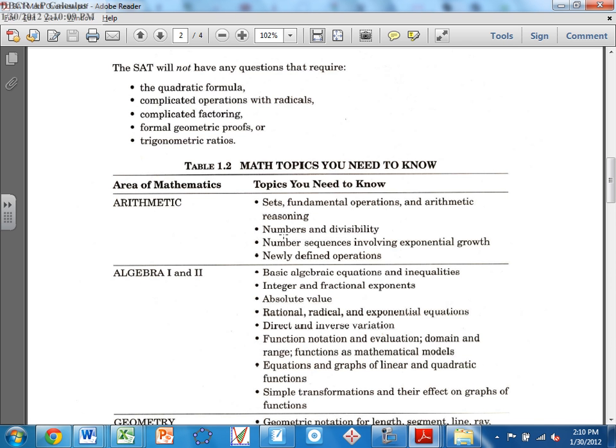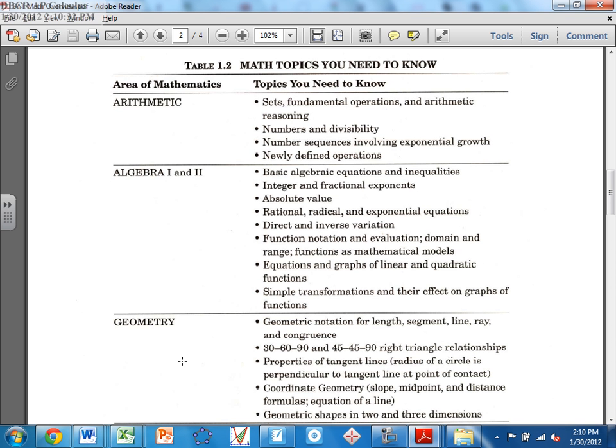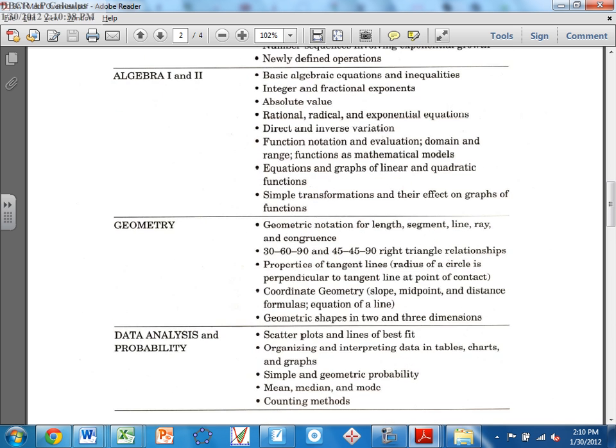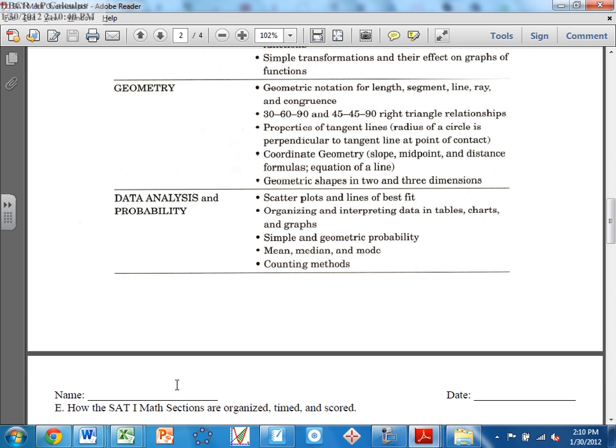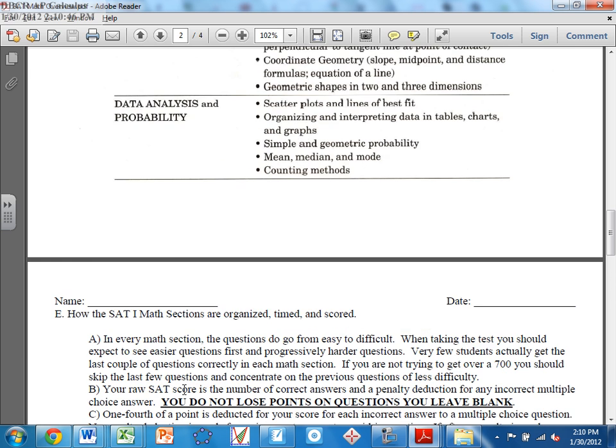Next, complicated factoring. So you're not going to have factors where you have to use maybe AC method, where you get factors that are fractional. Generally, it'd be standard factoring problems. No geometric proofs, and there's no trigonometry, which is one big difference between the SAT and the ACT. The ACT has trigonometry on it, where the SAT does not. Here's the major categories of the SAT. I'm not going to go through them and read them off. You're welcome to look at them on your own. But generally speaking, it shows that there's arithmetic, algebra 1 and 2, geometry, and data and probability. So we're looking at statistics and probability. So again, this document is under your week 1 stuff. If you want to look a little further, that's fine.